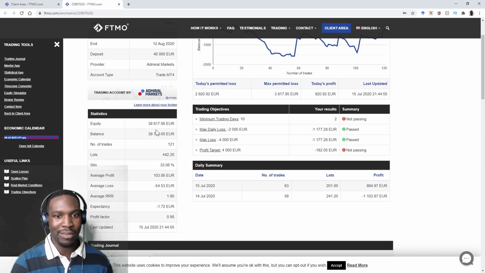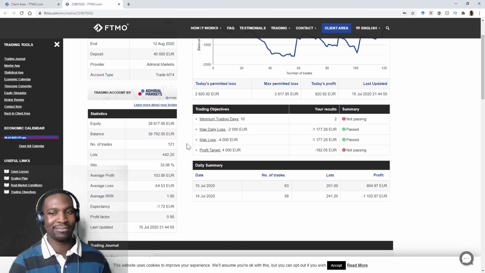This is where I'm at so far. I'm down. I started with 40,000 euros, and I'm at 39,817. It's not too much of an issue. I know I can claw it back. The target is 10% in one month, and that is really doable.